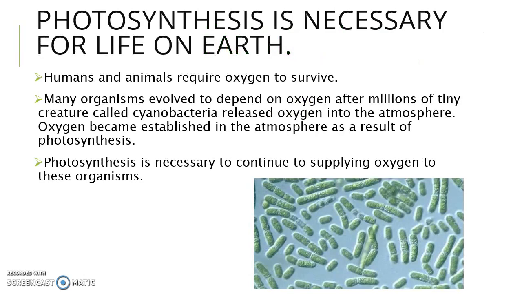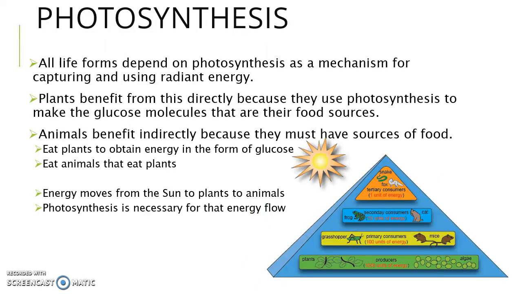Alright, photosynthesis is necessary for life on Earth. Humans and animals require oxygen to survive. Many organisms evolved to depend on oxygen after millions of tiny creatures called cyanobacteria released oxygen into the atmosphere. Oxygen became established in the atmosphere as a result of photosynthesis. Photosynthesis is necessary to continue supplying oxygen to these organisms.